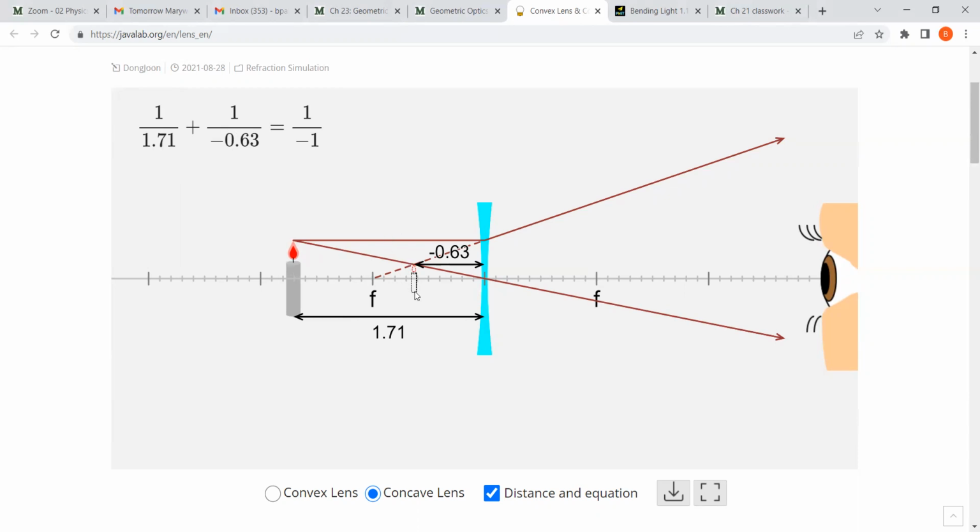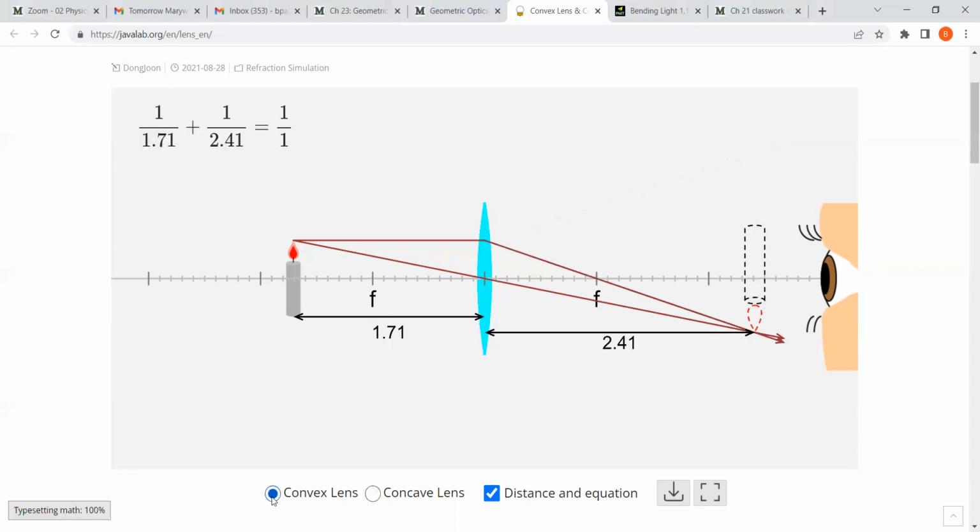Similar to the mirror, if the image is upright we use the positive sign for the image height. If it is inverted, we use the negative sign for the image height. Now for a convex lens, the object distance is always positive, the focal length is also positive, and if the image is on the other side, the image distance is positive and the image height will be negative because it is inverted.